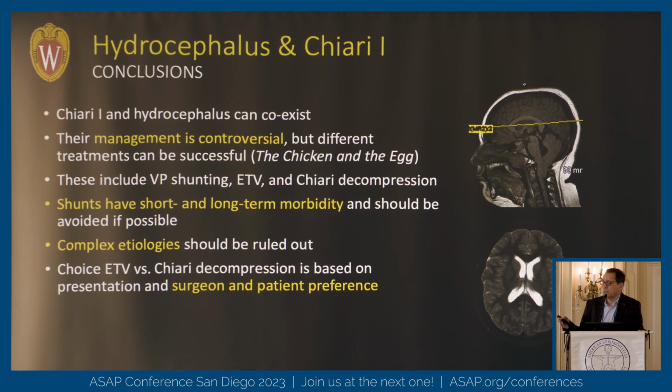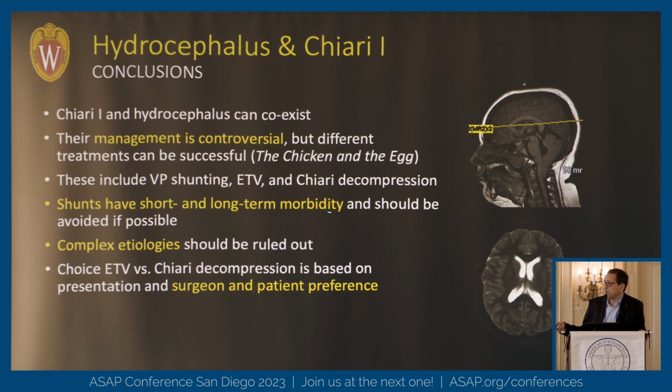So Chiari I and hydrocephalus coexist. We don't know what the incidence is. It's not trivial. The management is controversial, as you noticed by the responses you heard. But different treatments can be successful. The question is, like the chicken and the egg, what came first? Is it the hydrocephalus that caused the Chiari, or is it the Chiari that caused the hydrocephalus? These are the various procedures.